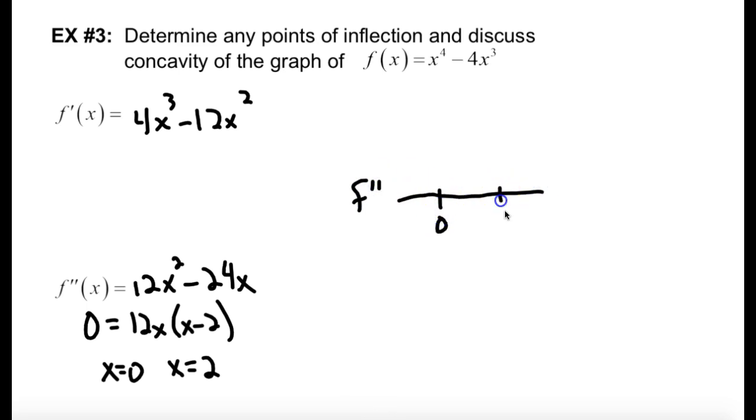Remember to label your sign charts. This way you know which function to plug your test points into. So we need to choose a value less than 0. We'd say -1.